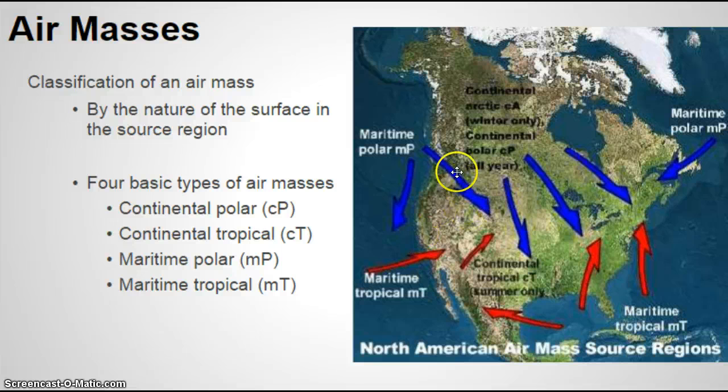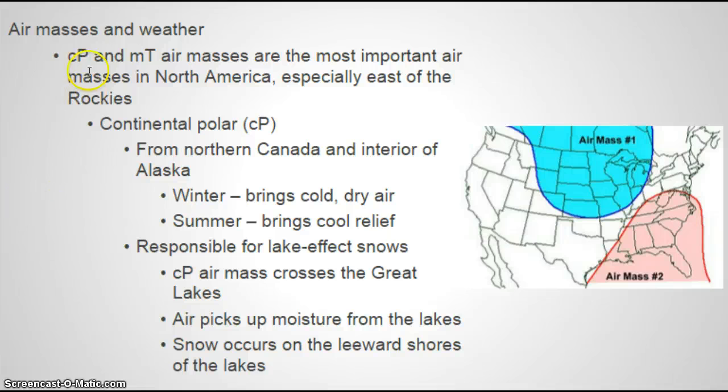Here I can look at this map here. I've got cold conditions coming out of the north. I have warm conditions coming out of the south. Warm, moist air from the south, cold, dry air from the north. So, continental polar and maritime tropical air masses are the two most important air masses in North America, especially east of the Rocky Mountains. Continental polar, from northern Canada and the interior of Alaska.